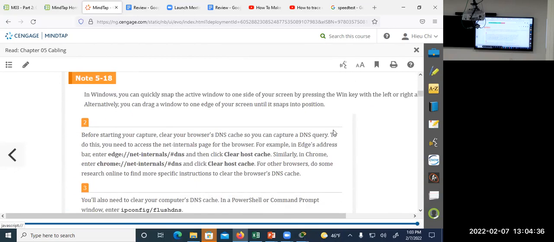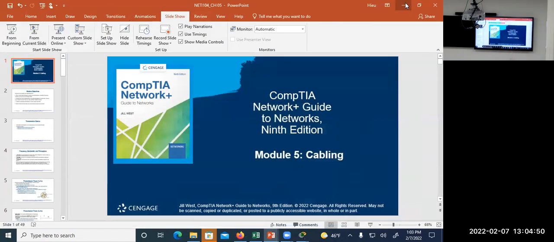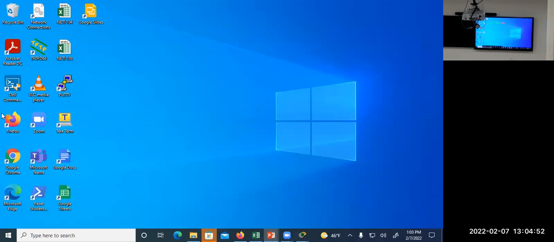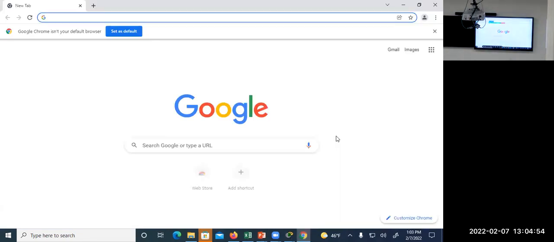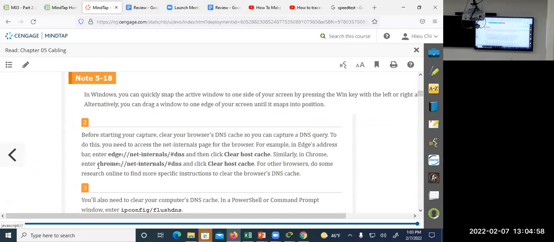here. So DNS, I had to work with the Chrome. This one I had to work with Chrome. So I just clear the net here.